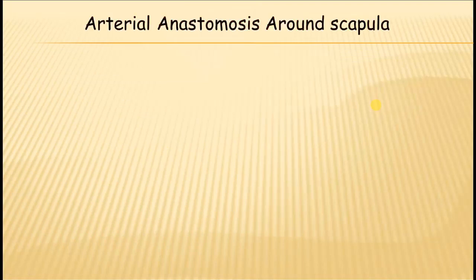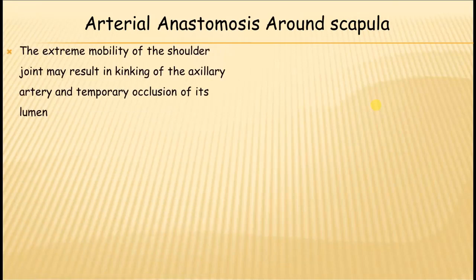So next what we are going to deal with is the anastomosis around the scapula. This is again a very important topic. First of all, why is there a need for the anastomosis? Two or three arteries join, and thereby they form a network of arteries so that the blood supply is not compromised.